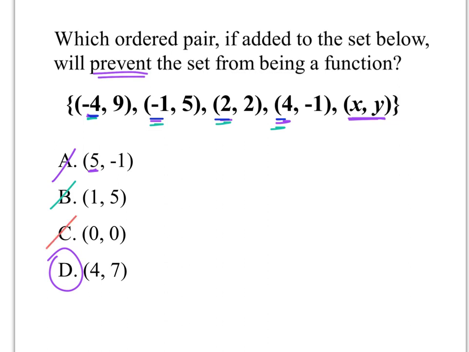So D, I have an x value of 4. I see right here that I have a point that already has 4 as an x value. So if I plug in 4, 7 in for this x, this is going to make it not a function because 4 right here has a y value of -1, and then it's saying it would have a y value of 7 in the next point, and again my x value can only have one specific y value. So D is our answer because if I put that in, it prevents it from still being a function.